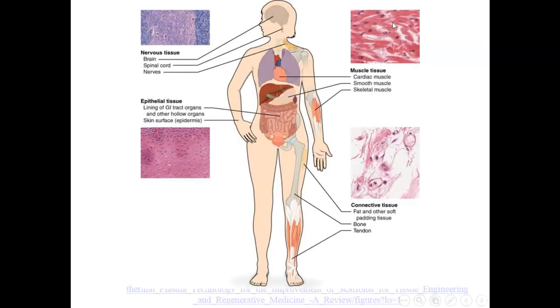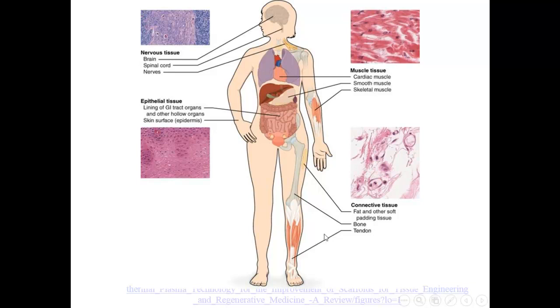This is the human body. Usually the human body is formed of four basic tissues. The epithelial tissue, the connective tissue, muscle tissue, and nervous tissue. These tissues, they are formed of cells and cellular products. Cells themselves are formed of molecules, and these are the smaller parts of the body.